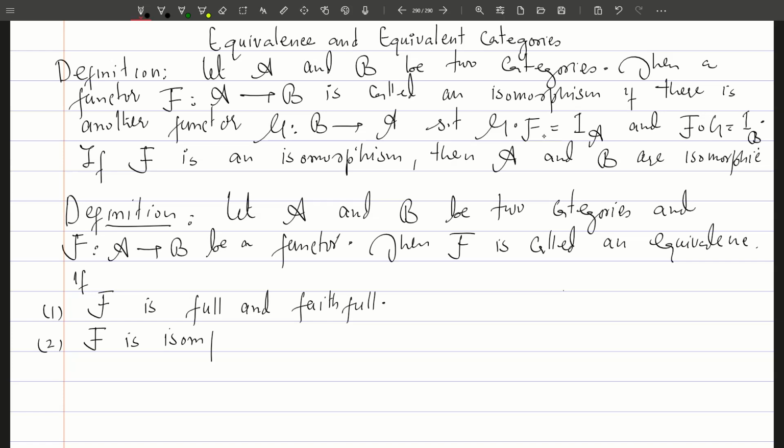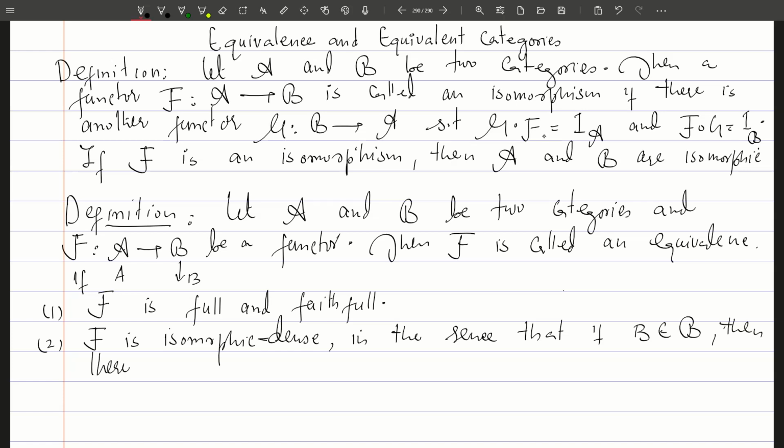And second is that this F is isomorphic dense, in the sense that if we choose any object, say B, in category B, then there exists an object, say A, in category A, such that the object F of A is isomorphic to B.